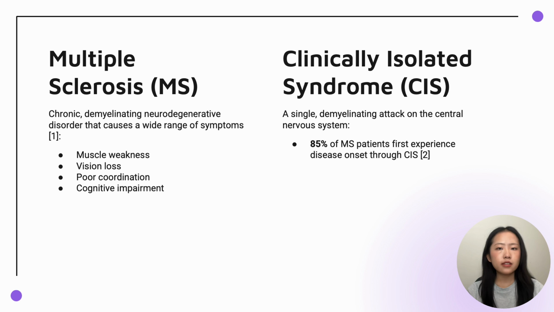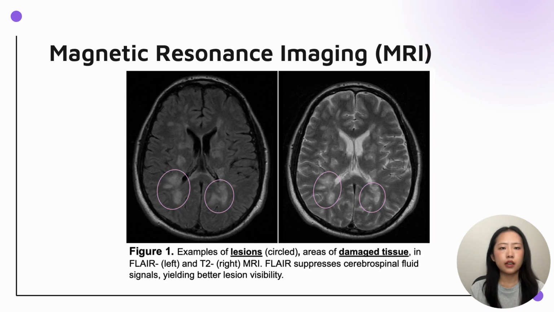85% of MS patients actually first experience disease onset through clinically isolated syndrome, which is a single attack on the central nervous system, making CIS an area of interest in early MS treatment. In CIS, MRI is useful for visual confirmation of the locations of lesions, which are areas of damaged tissue. On the right, the T2-based MRI sequencing highlights lesions, but on the left, FLAIR-based MRI further clarifies the lesions by suppressing signals from the cerebrospinal fluid in the brain.